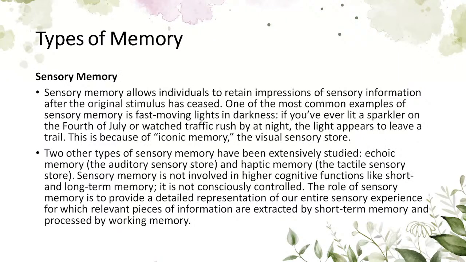So, let's speak about types of memory. First is sensory memory. Sensory memory allows individuals to retain impressions of sensory information after the original stimuli have ceased. One of the most common examples of sensory memory is fast-moving light in darkness. If you ever lit a sparkler on the 4th of July or watched traffic rush by at night, the light appears to leave a trail. This is because of iconic memory, the visual sensory store.